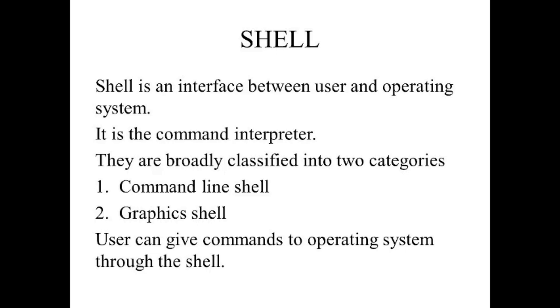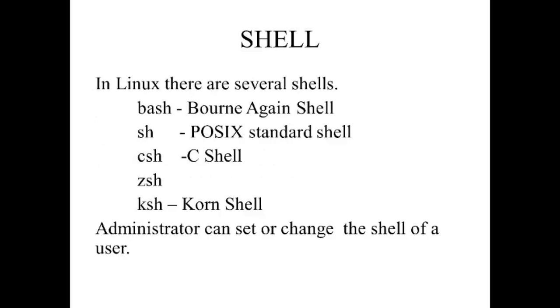A shell is an interface between user and the operating system. It is a command interpreter. They are broadly classified into two categories. First one, command line shells. Second one, graphics shells. Users can give commands to the operating system through the command line or through a graphics interface. In Linux, there are several shells: bash shell, sh, csh, zsh, and ksh.